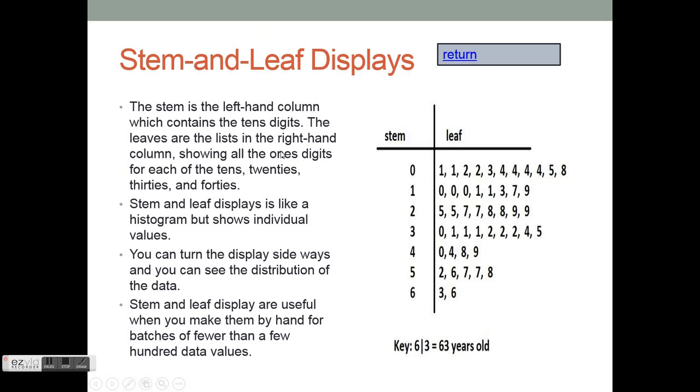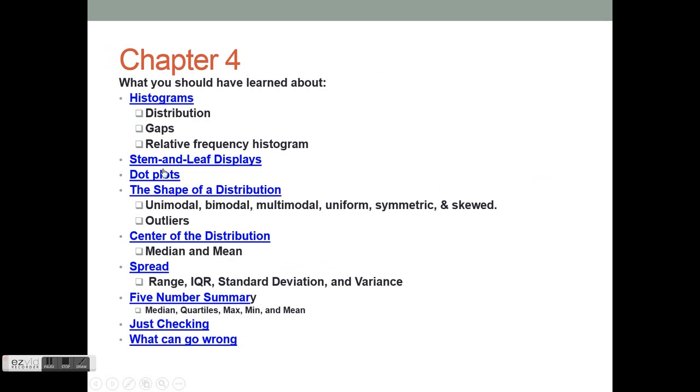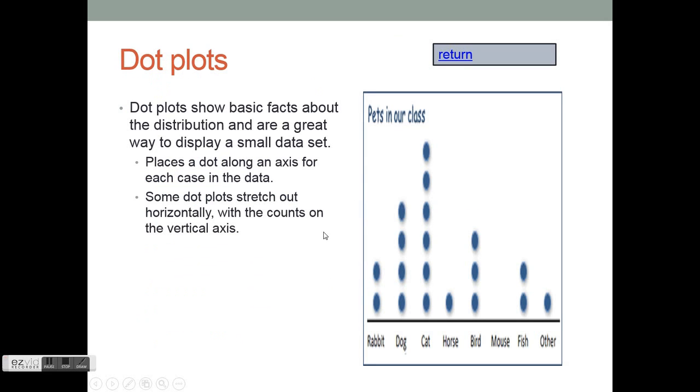The stem and leaf is in the left-hand column. The stem is the left-hand column, which contains the tens digits, and the leaves are in the right-hand column, showing all the ones digits for each of the 10s, 20s, 30s, and 40s. You can click return, and you can go to dot plots. Dot plots show basic facts about the distribution and are a great way to display a small data set. Place a dot along an axis for each case in the data.